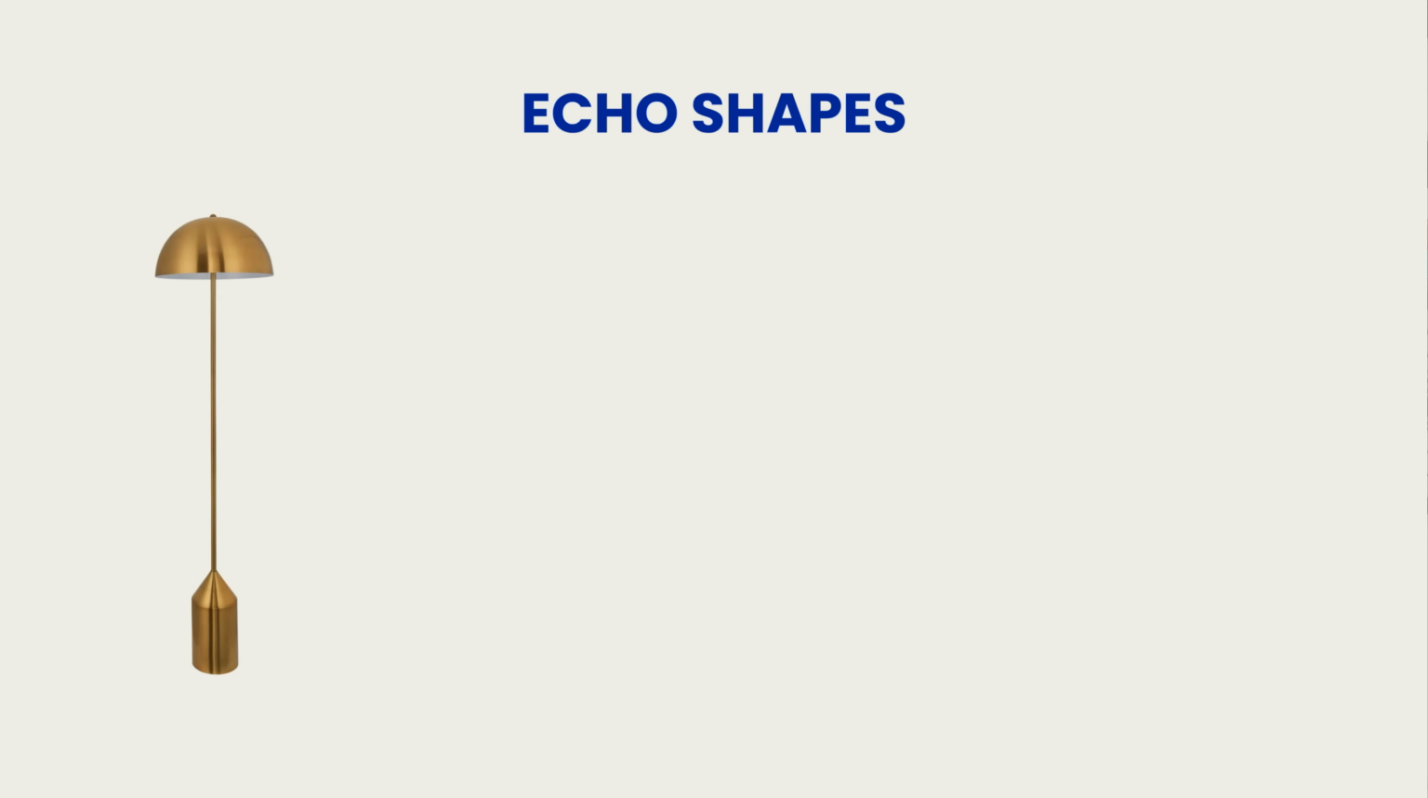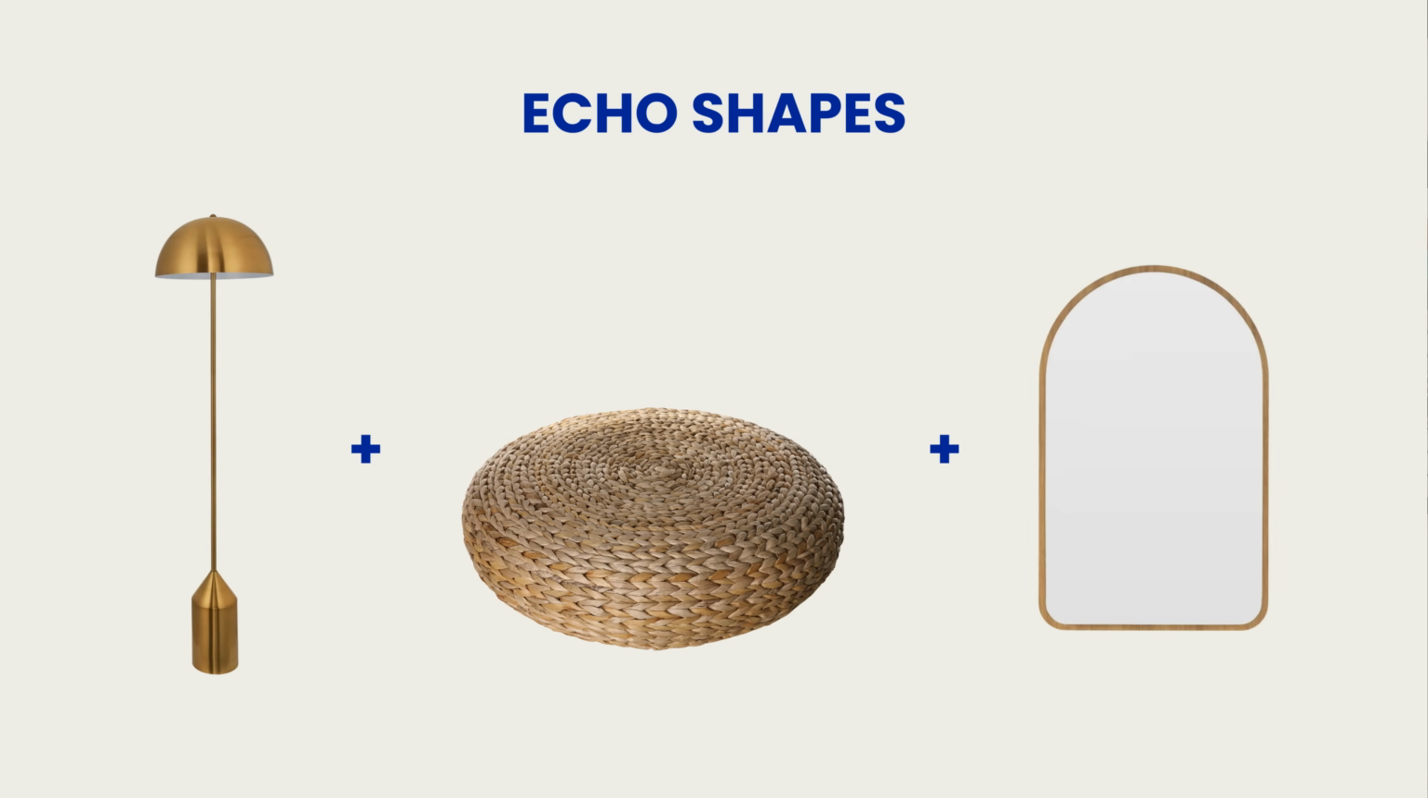And remember to echo shapes. So for example, a dome floor lamp, a round poof, or an arched mirror can all bring that curved interest into your room. The key takeaway here is that your room will actually feel purposeful and designed, almost like an architect or an interior designer did it, when you have things like scale and proportion and texture and circulation and all these things working together. That's what's going to give your space that designer touch.